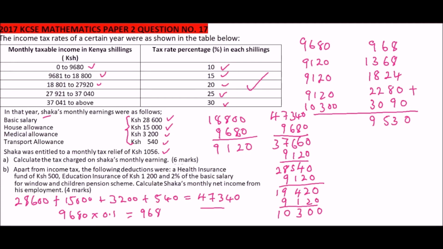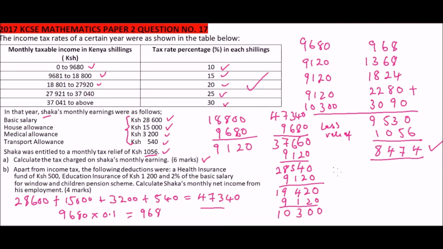So we subtract the relief. He's entitled to a relief of 1,056. So when you subtract the relief from the tax, you get 8,474. So he's supposed to pay a tax of 8,474, and that is what we are supposed to answer in part A of the question. Let's go to part B of this question and see what we are supposed to do.